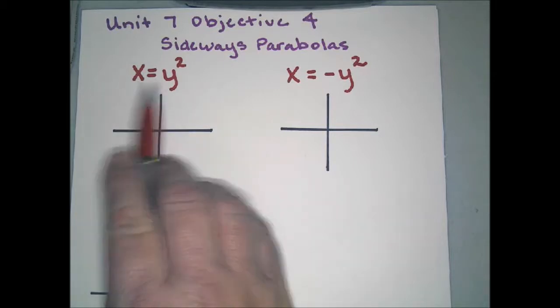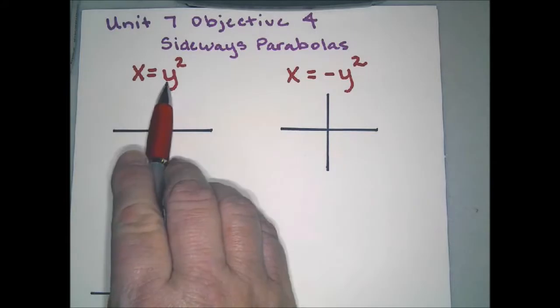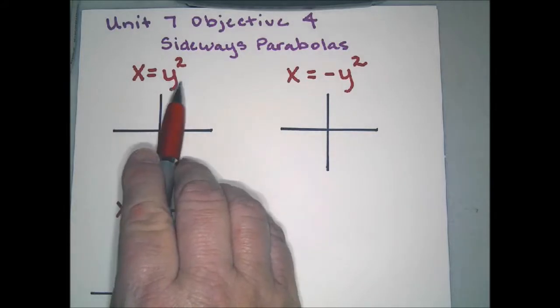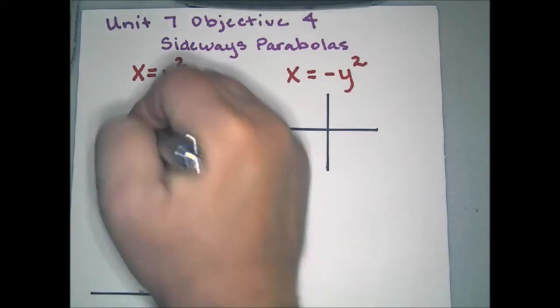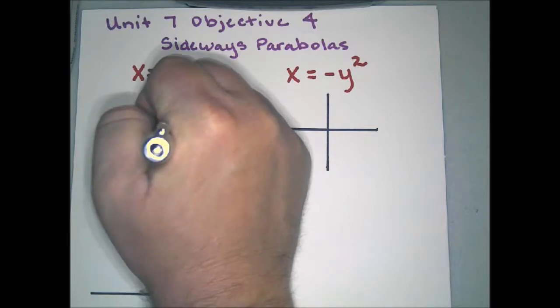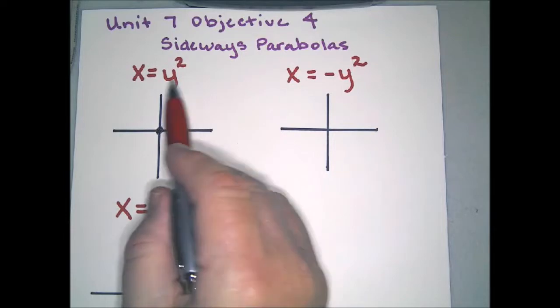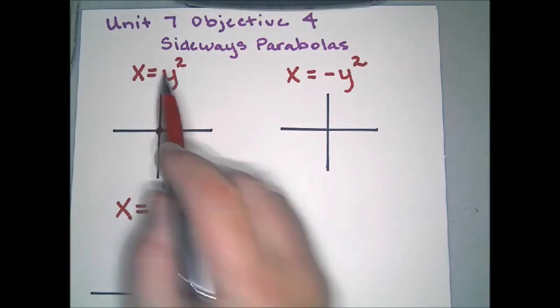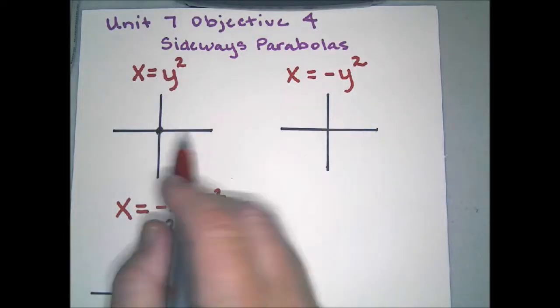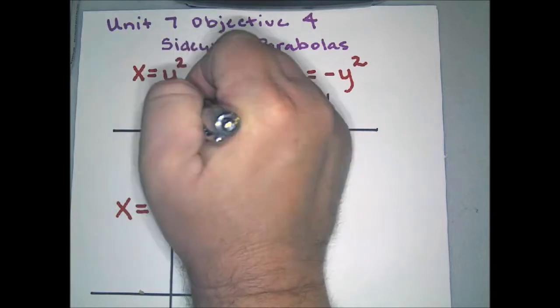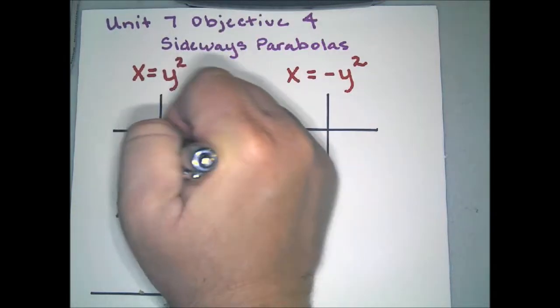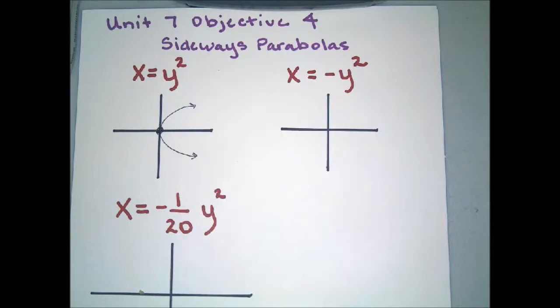Now on this first one, this is the parent function x equals y squared. It hasn't been translated, so you know the vertex is right there at 0, 0. But because it's a positive y squared and the leading coefficient is 1, it's going to open to the right and it's going to have what I call a normal width to it. Relatively speaking, it's a normal width.